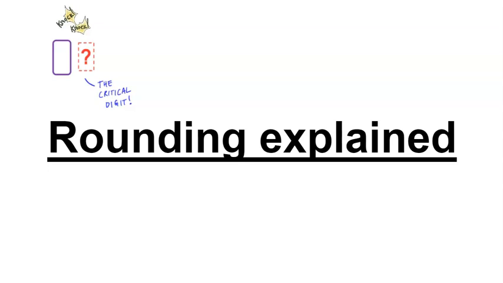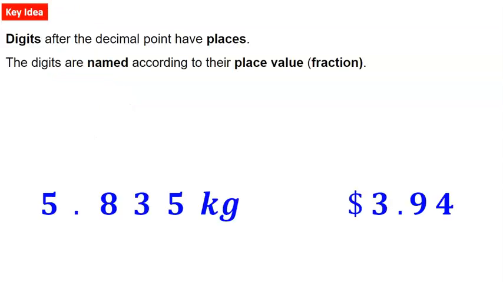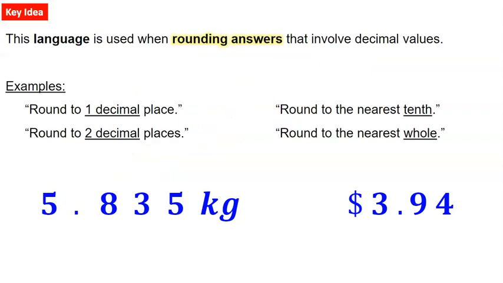This video explains rounding, but teaches one strategy that works every time. Remember that digits after the decimal point have places, and the digits are named according to their place value. So the tenths, the hundredths, and so on. This language is used when rounding answers that involve decimal values.